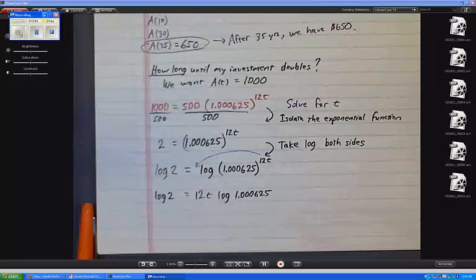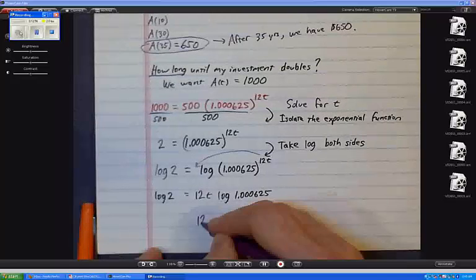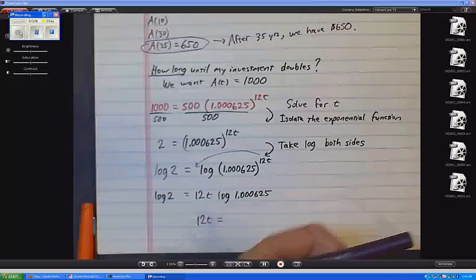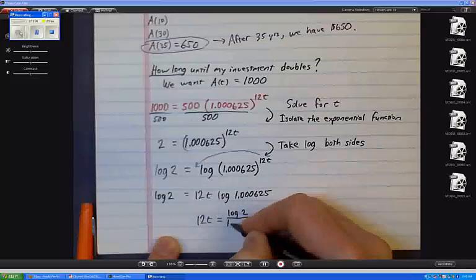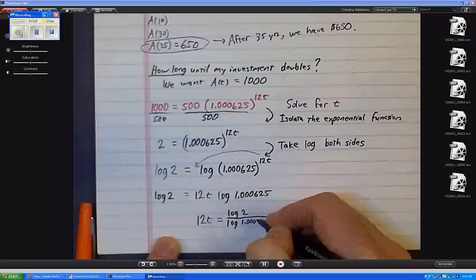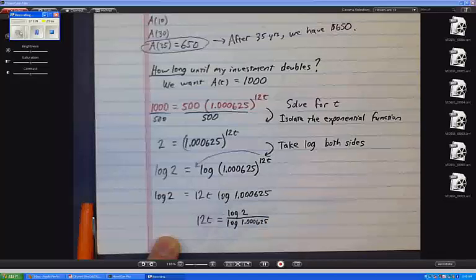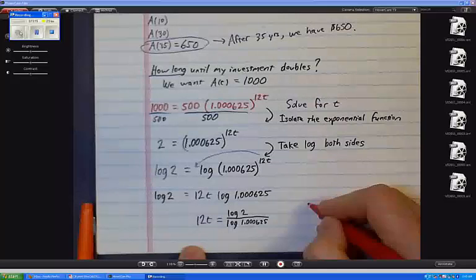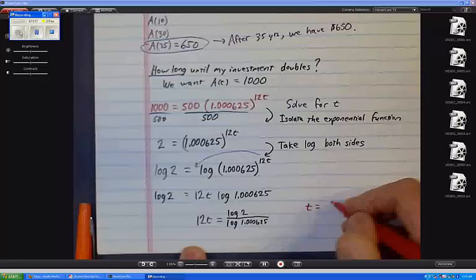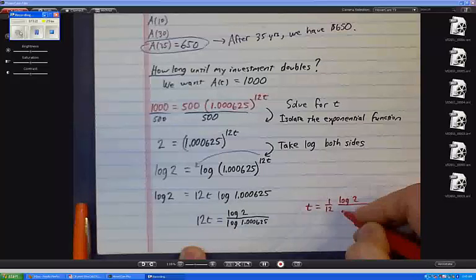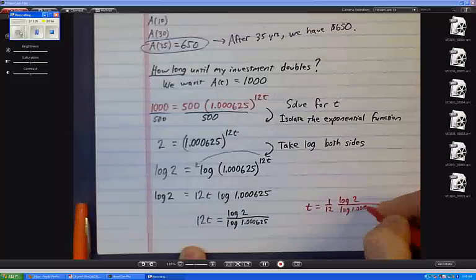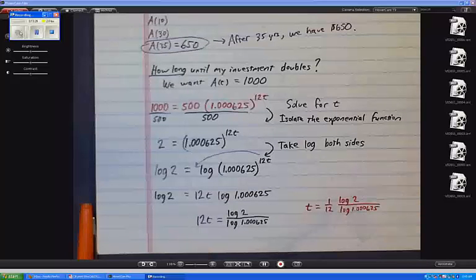And so let's see. 12t is equal to, well, how about this? The log of 2 divided by the log of 1.000625, whatever that is. And so for my final answer, I guess I get t is equal to 1/12 the log of 2 divided by the log of 1.000625.